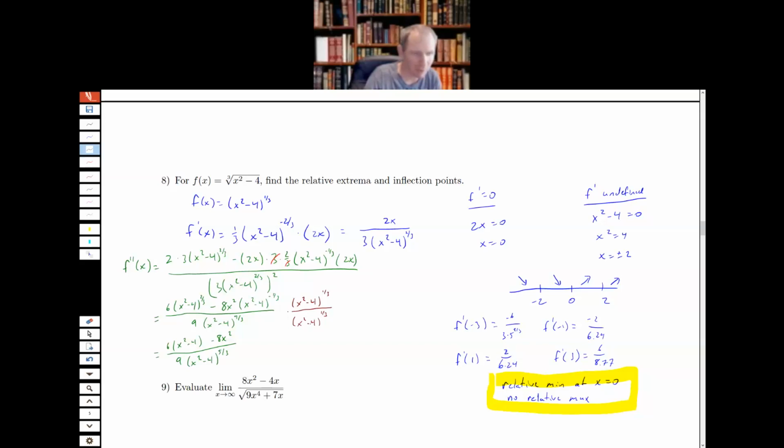The denominator, when I multiply the like bases, I add the exponents. So 4/3 plus 1/3 gives me a 5/3 power. Okay, so one last step. I have 6x squared minus 8x squared. That'll give me a negative 2x squared. And then 6 times negative 4 is minus 24.